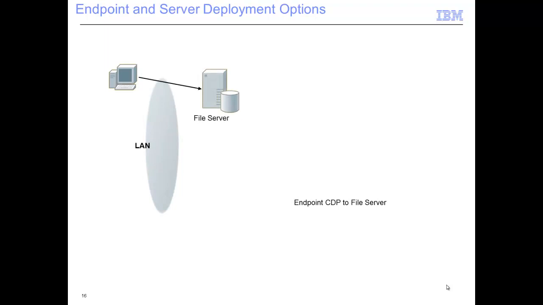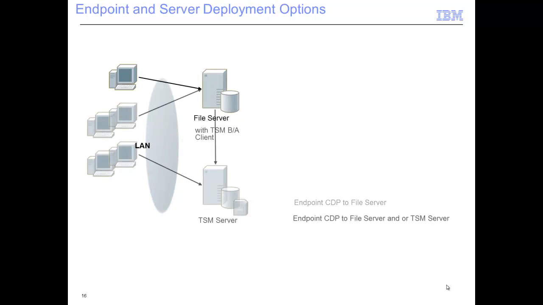With FastBack for Workstation, one of the nice things is its flexibility in where you send those offsite files. You might choose to send a secondary copy to a file server. You might choose to send that secondary copy to a TSM server. Or you could send those secondary copies to a file server and then have a TSM client on that file server which backs up to the TSM server. So if you didn't want to install a TSM client on all of your laptops and workstations, you could just install that TSM client on the file server that your FastBack for Workstation is replicating to.